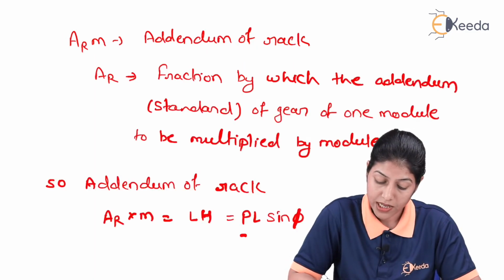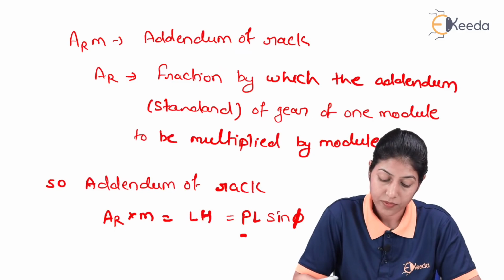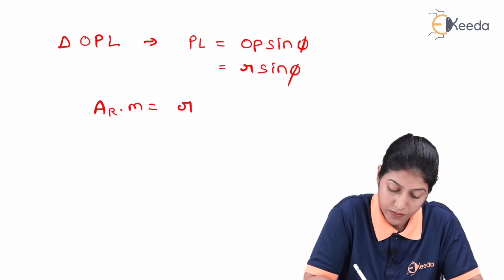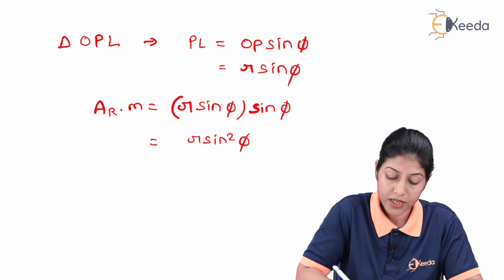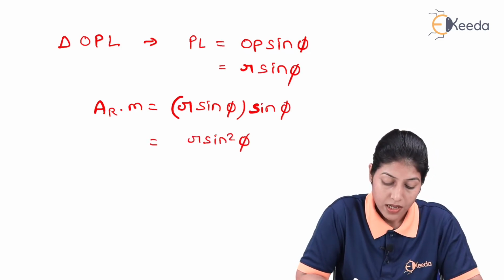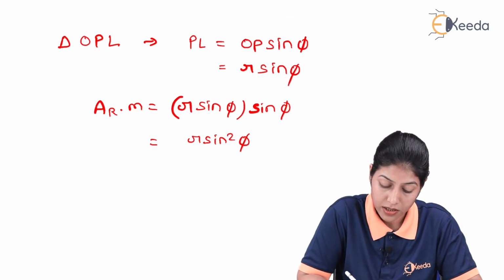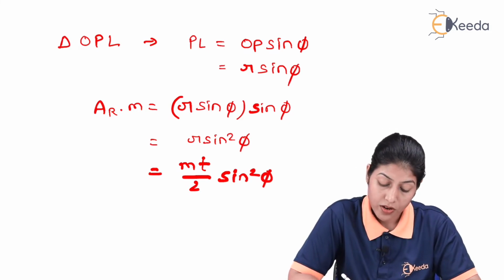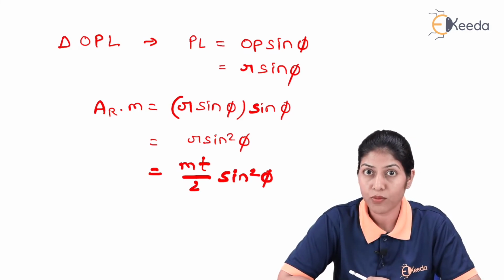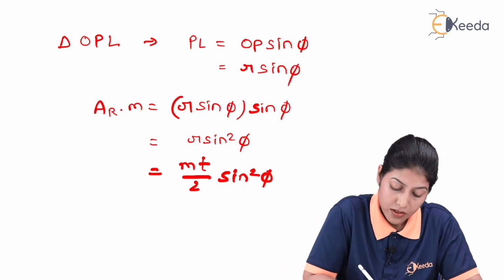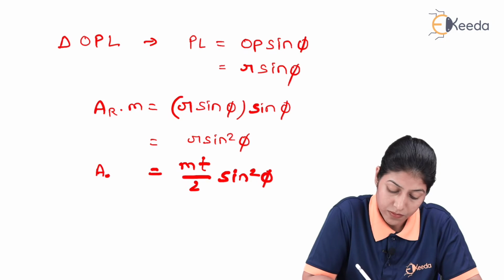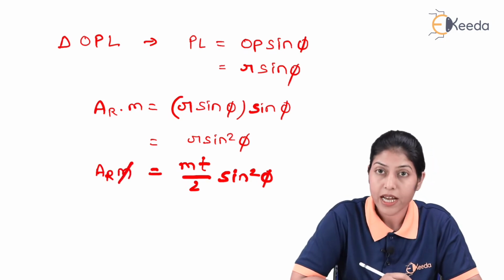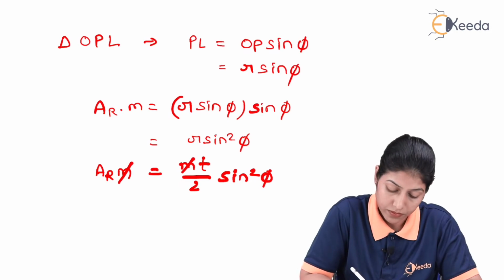Now here we have PL sin phi as the addendum of the rack. So we have addendum AR into M equals R sin square phi. Now we will simplify this term R, so it is MT by 2 sin square phi. Now here we have to define the value of small t, that is the number of teeth on the pinion, to avoid interference. So M and M will cancel out here, and we will define the value of t.